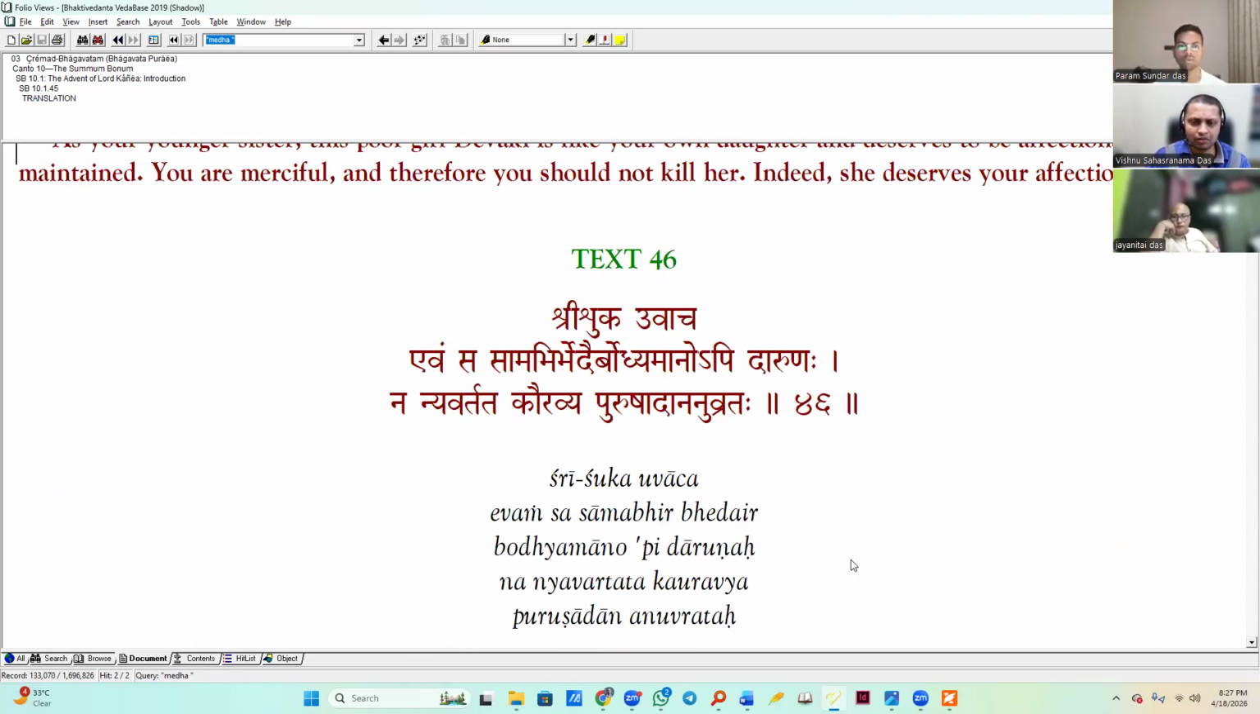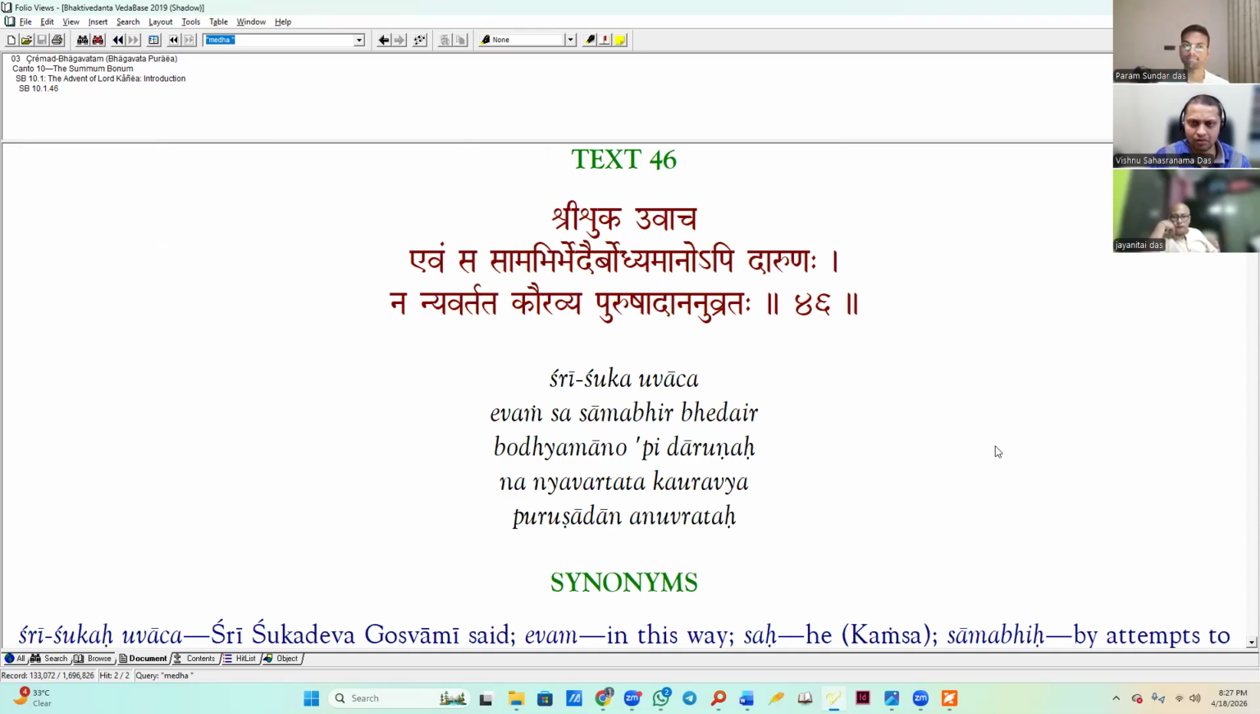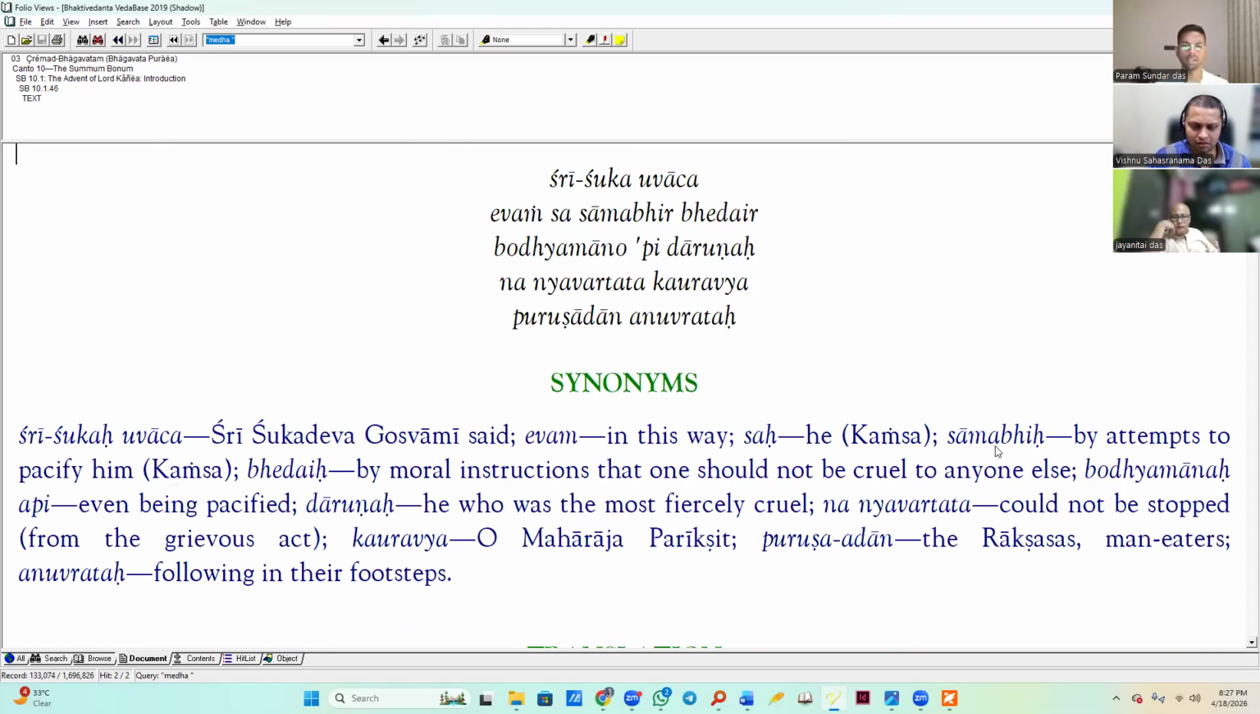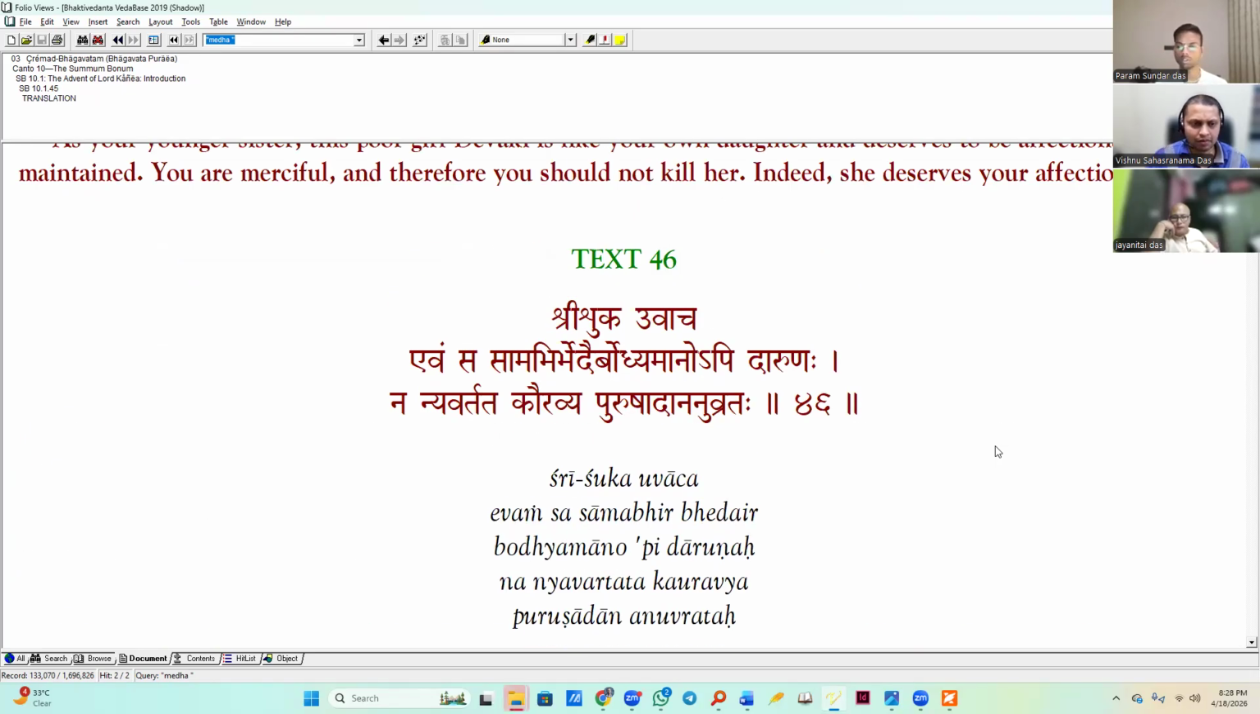So now Shukdev Goswami is saying that, Kauravya, hey Kauravya, Sambodhana means O Parikshit Maharaj. Evam Samabhihi Bhedaihi Bodhyamanah Api Saha Purushadanuvratah Darunah Na Nyavartata. So, O Parikshit Maharaj, O Kauravya, one belonging to the Kuru dynasty.